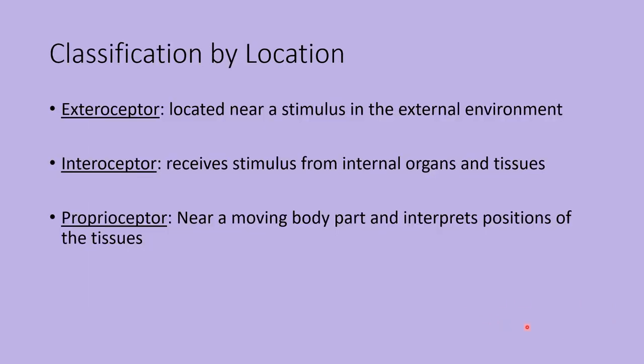As I said, you can also classify according to location. Exteroceptors are those typically located very near the stimulus, picking up the external environment. So a lot of these are located in the skin. Interoceptors are those that receive a stimulus from your internal organs, your internal tissues. And then a proprioceptor is near a moving body part, and it helps to interpret movements or positions of the tissues. Oftentimes they're found, say, near joints.